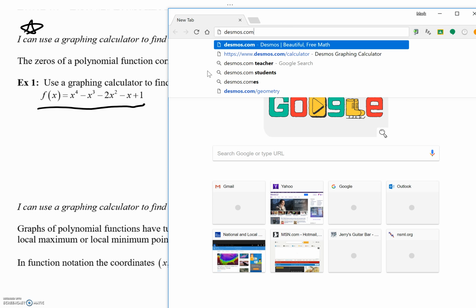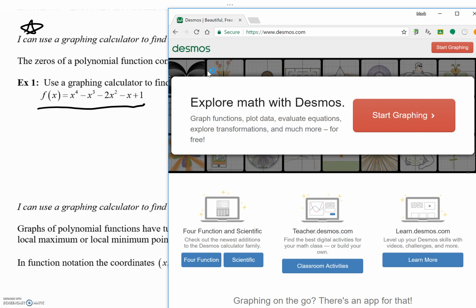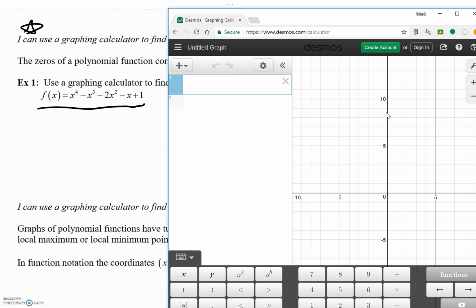Desmos.com. And as soon as you go there, it's going to say start graphing. And the hardest part, to tell you the truth, is just getting it typed in. So go to desmos.com. I'm going to go to start graphing. And then it says go ahead and type this thing in here. You could type in y equals, and then you'll have x.